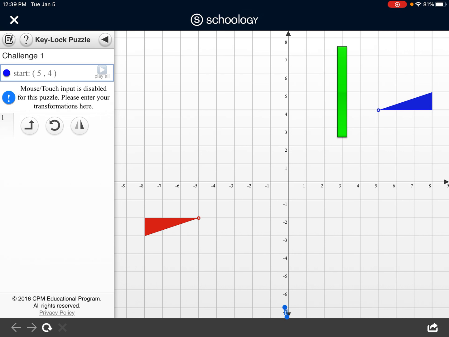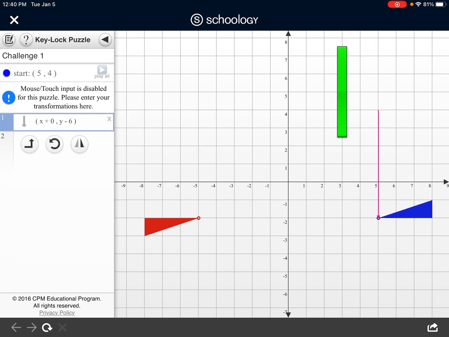So over on the left you have 3 tools. The first one is a slide, and that's what I'm going to use. And I'm going to be sliding it down. The down direction would be the Y direction, and I'm going down 6, so it's going to be -6. So it's going to slide that triangle down.